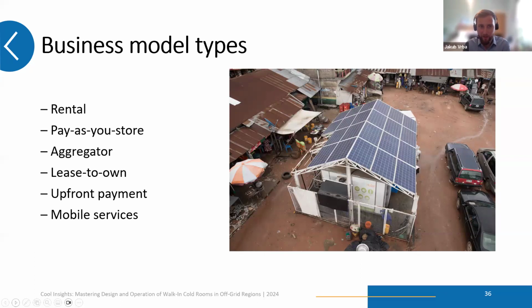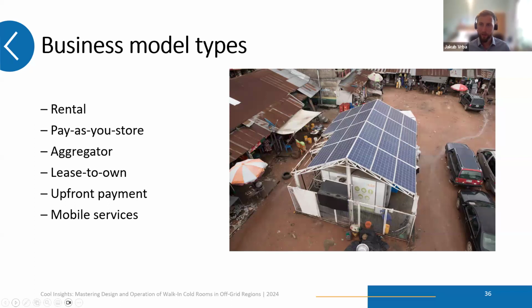Next up, lease to own model. It's essentially purchasing the cold room over time. So if you're familiar with the Solar Energy Kits market or Solar Home Systems, then that's kind of your pay-as-you-go model, where generally the product is repaid over time, and then after a number of years that's set in the contract, you own the system.